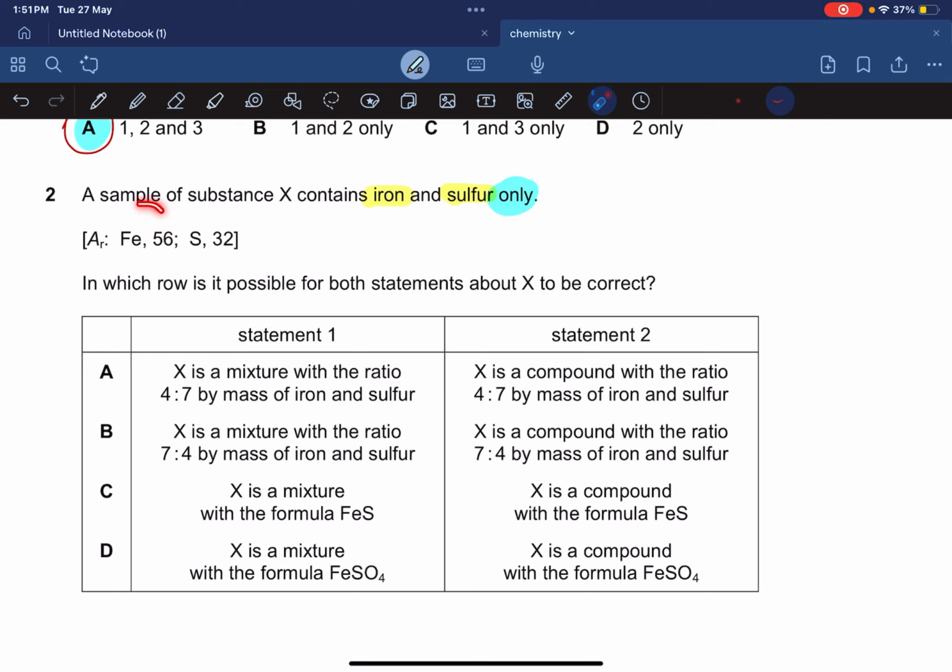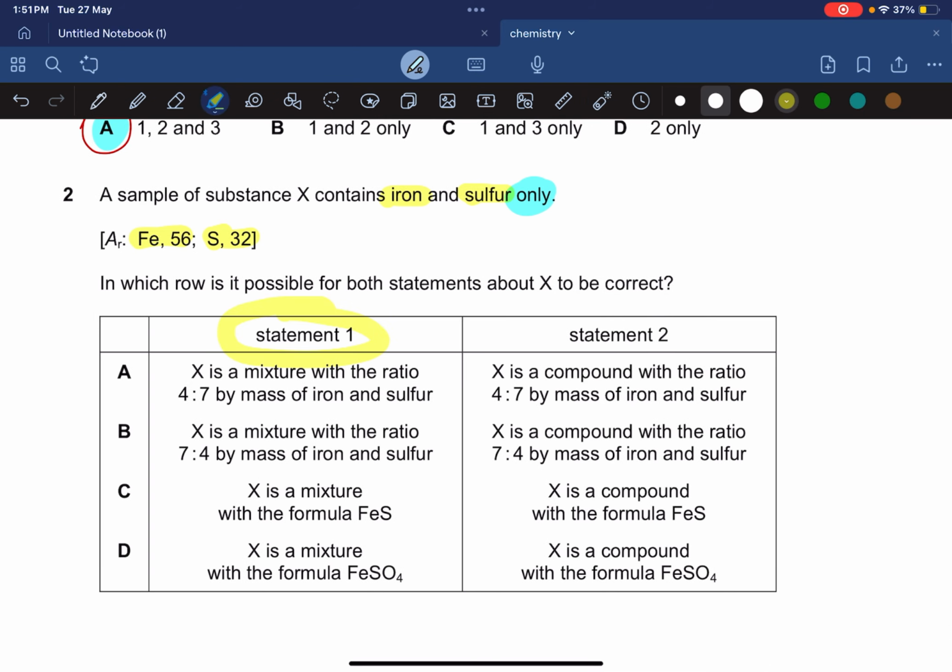Okay, the AR of iron is given, the AR of sulfur is given. That's going to be useful. I don't know where, but let's see where we use them. In which row is it possible for both statements about X to be correct? Okay, we have a statement 1 and a statement 2, and both statements need to be correct.